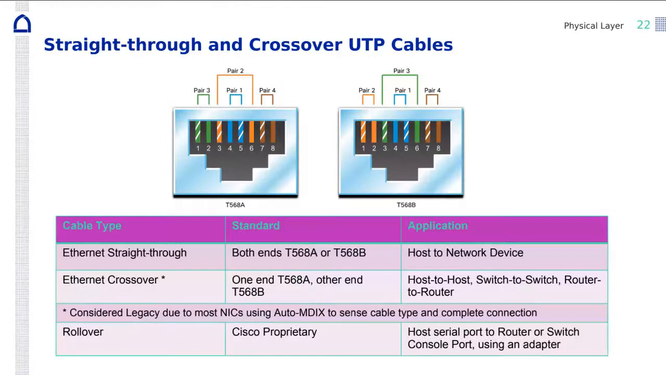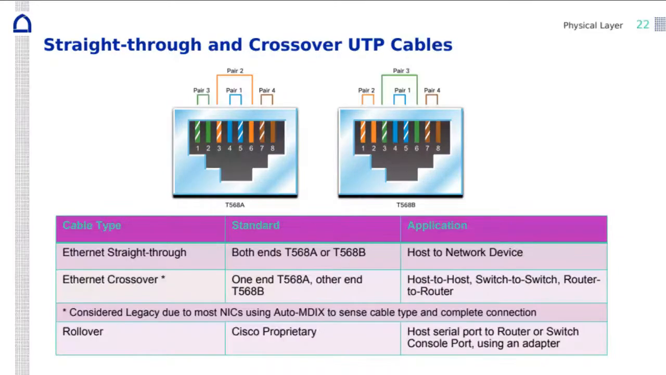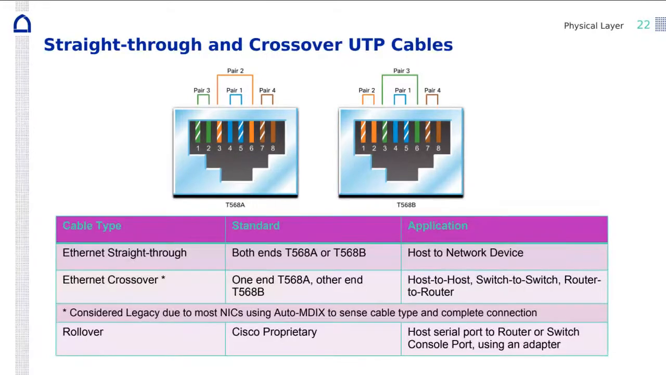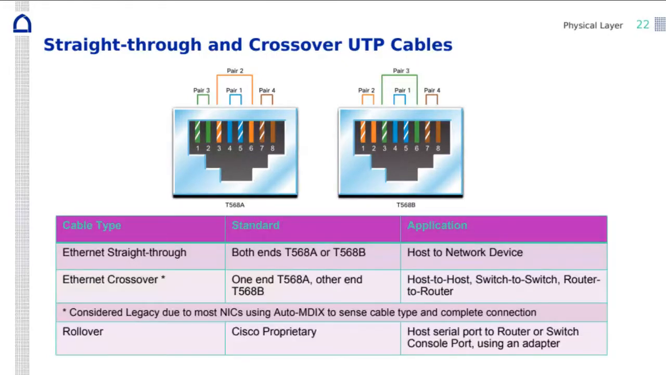A look at what's inside the cable. We have 2 types of UTP cables: a straight through and a crossover. A straight through cable has both ends using the T568A standard or T568B standard, and it is used when you connect a host to a network device. You use a straight through cable.